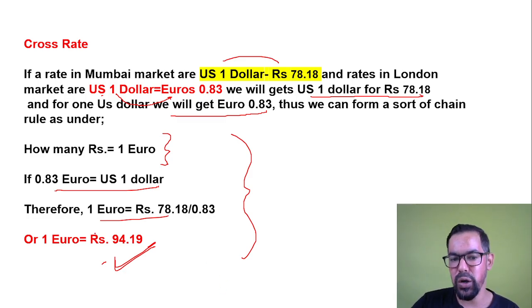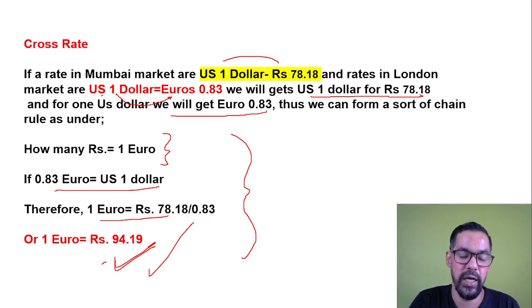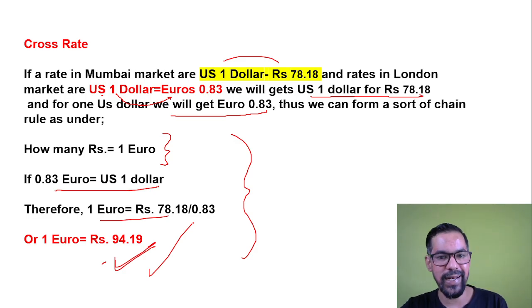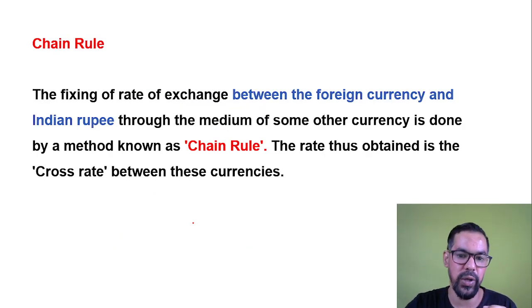So 1 euro equals $0.83, and $1 equals 78.18. So 78.18 divided by 0.83, and your outcome is 94.19. This way you can calculate your cross rate as well. And believe me, many times the examiner asks questions based on cross rate, how to calculate it and so on. So please do remember this, okay.